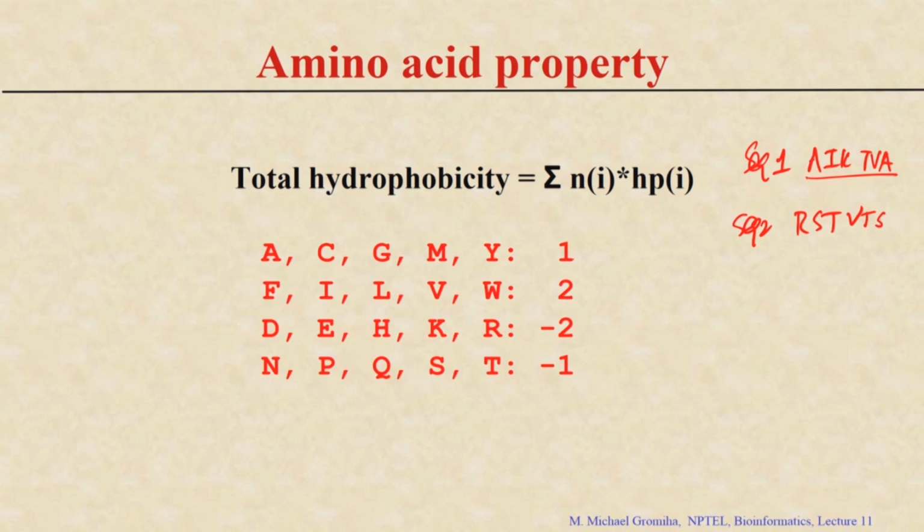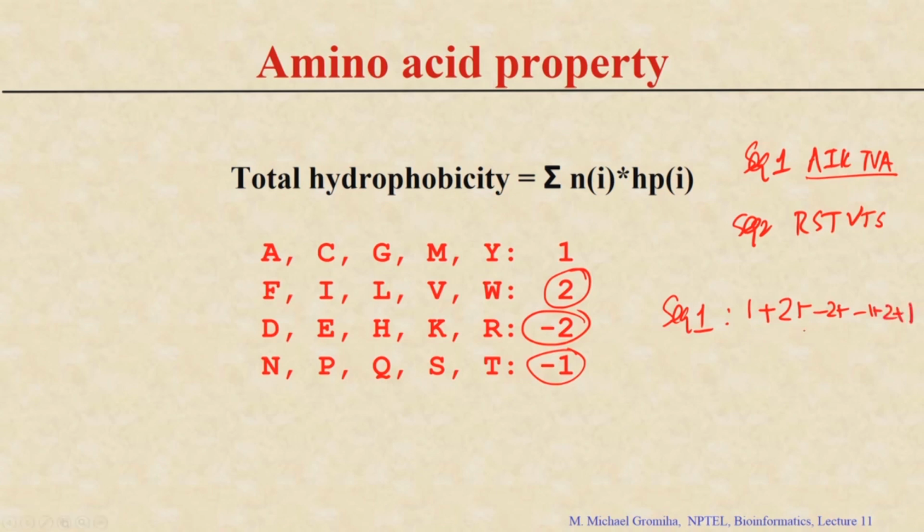For the hydrophobic ones, I put 1, like isoleucine, leucine, valine; for the highly hydrophobic, like tryptophan, I put 2. For the charged ones, I put -2, and the polar ones I put -1. If this is the case, what is the value for sequence 1? A equal to 1, plus I equal to 2, K equal to -2, T equal to -1, B equal to 2, A equal to 1. So this equals 3.